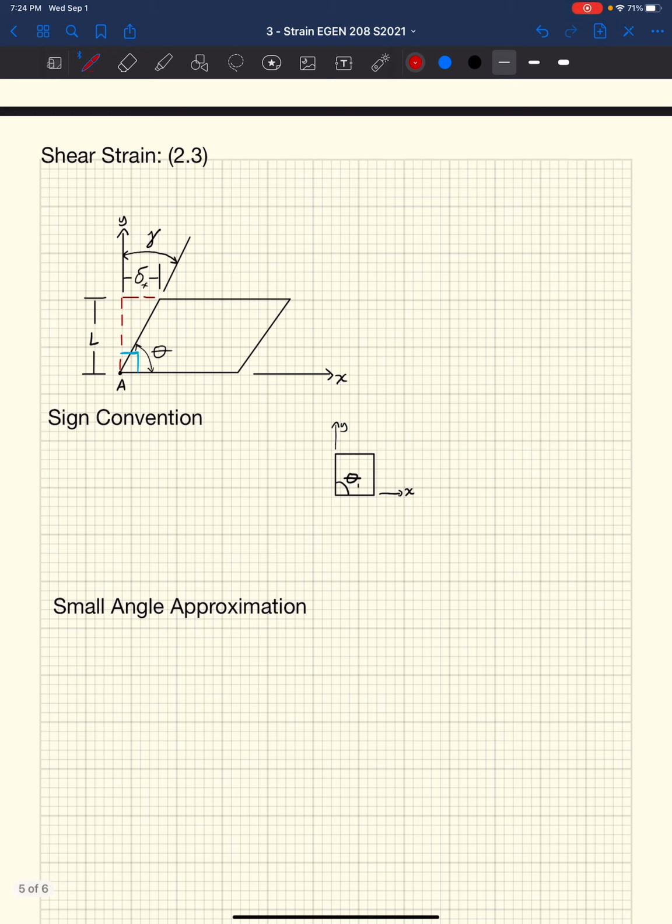As we were saying, there's deformation attached to normal stress. Well, there's also deformation attached to shear stress. That deformation is called shear strain. This is 2.3 in the text. Okay. Shear strain is denoted as our gamma. Whoops, terrible gamma. That's our shear strain.